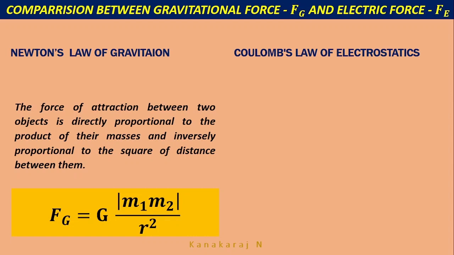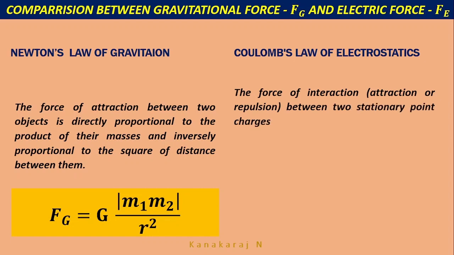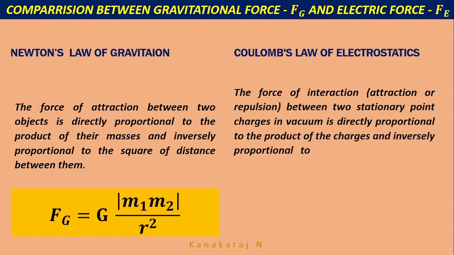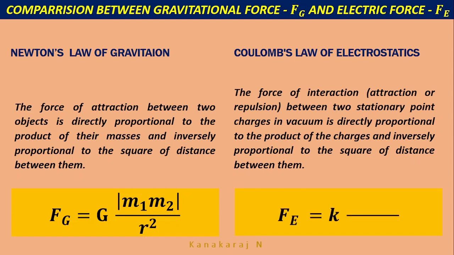Coulomb's law of electrostatics. The force of interaction, which may be an attraction or a repulsion, between two stationary point charges in vacuum is directly proportional to the product of the charges and inversely proportional to the square of the distance between them. Mathematically, let us write the electrical force equals K times Q1 Q2 divided by r square.